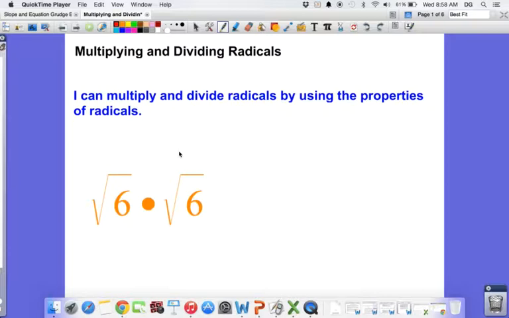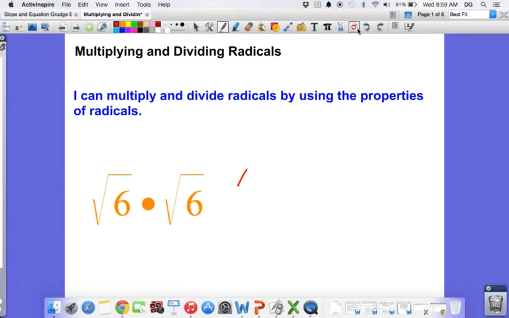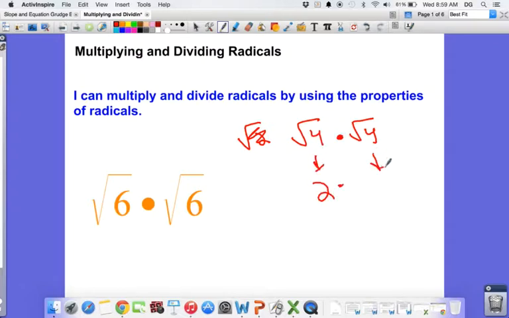First, what I want us to look at is what if I have the square root of 4 times the square root of 4? If I were to multiply these two numbers, I know that the square root of 4 is 2. So I have 2 times 2, which is simply 4.